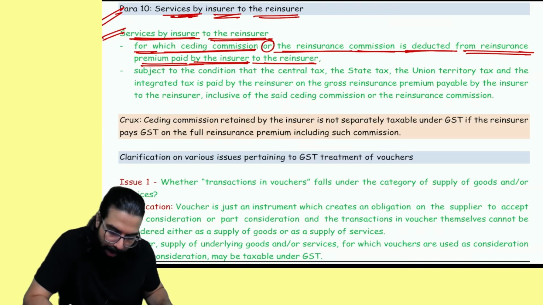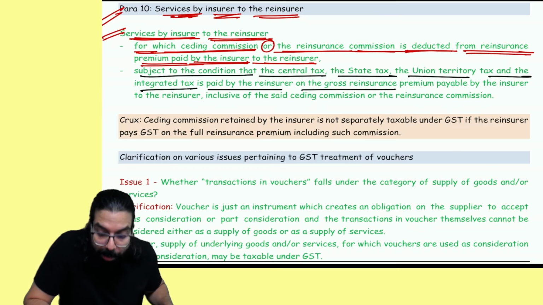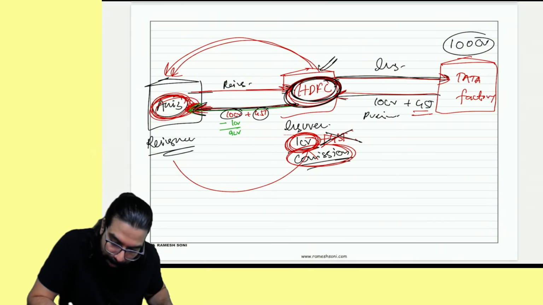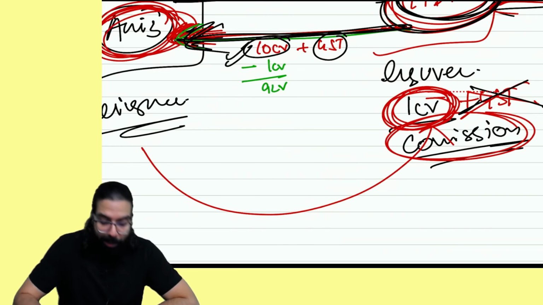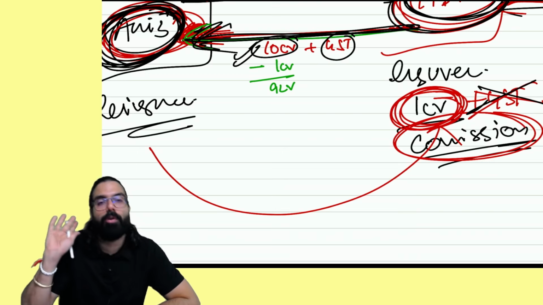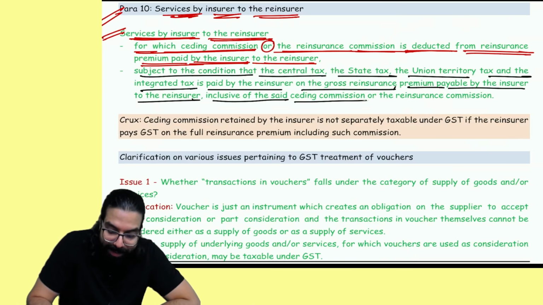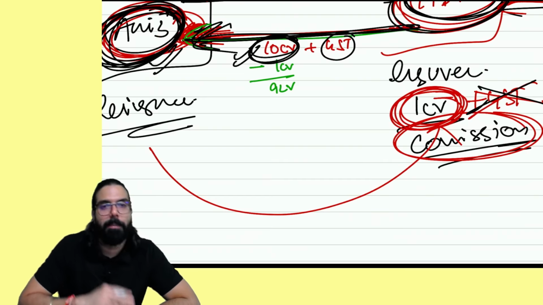See, subject to the condition that the CGST, SGST, UTGST and IGST is paid by the reinsurer on the gross insurance premium payable by the insurer to the reinsurer. Now, insurer, whatever premium was payable by me, how much was the premium payable by me? 10 crore. So Axis should have paid GST on 10 crore rupees only. Okay? And then they are telling, inclusive of the said ceding commission or the reinsurance commission. Basically, on 10 crore, he should have paid GST.